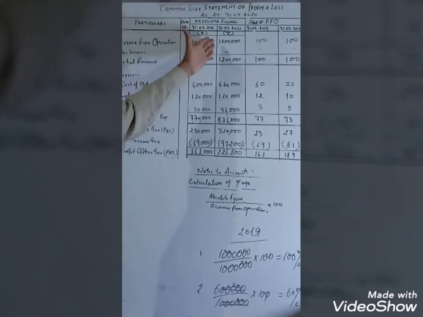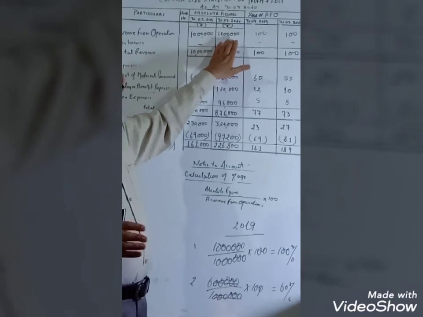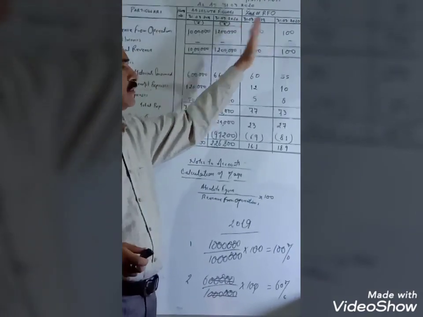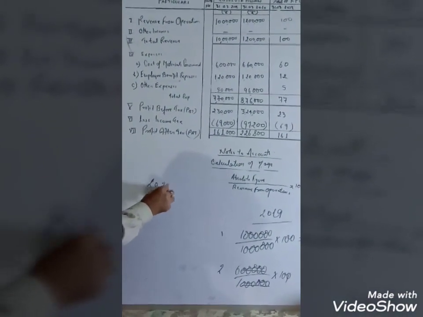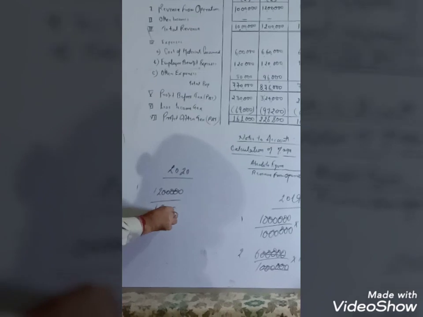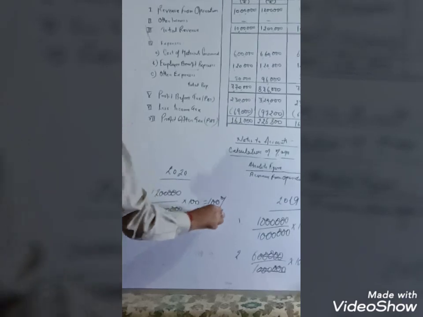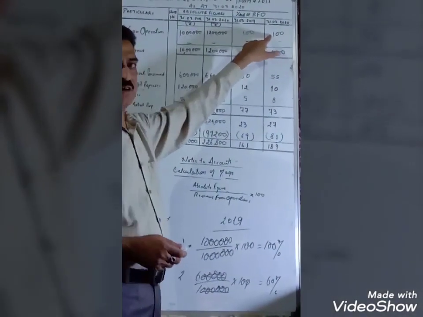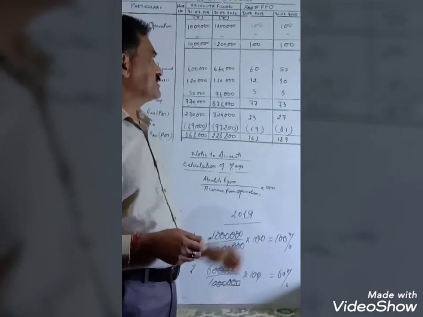Now coming to the year 2020. The base amount is 12 lakh. This is revenue from operation. Now we have to convert this value into the percentage. So for the year 2020, we have to calculate percentage separately. First, revenue from operation is 12 lakh divided by 12 lakh, revenue from operations, multiplied by 100. So this will be 100%. So we have to show 100%. No other incomes are there, so it will be nil and total revenue will be 100%.